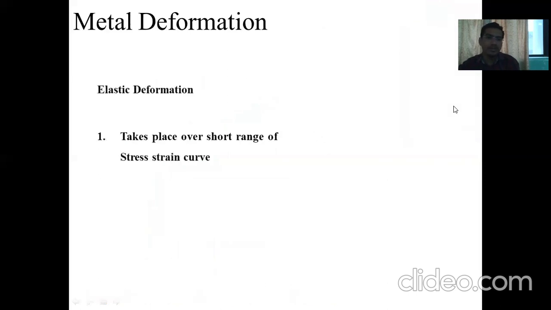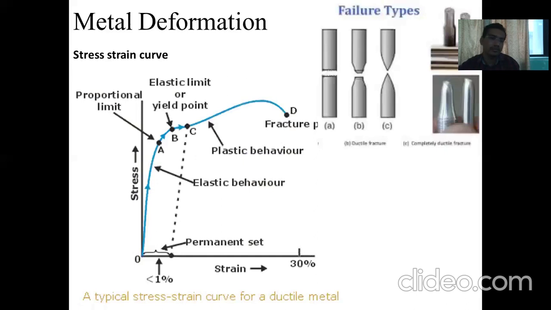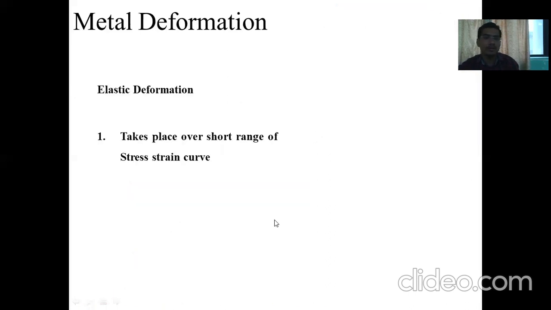Now we will see in detail what is the elastic deformation, or what are the different parameters in the elastic deformation. So first, it takes place over a short range of the stress strain curve. As we can see, the region for the elastic deformation is very small, so the amount of deformation is quite less for the elastic deformation.